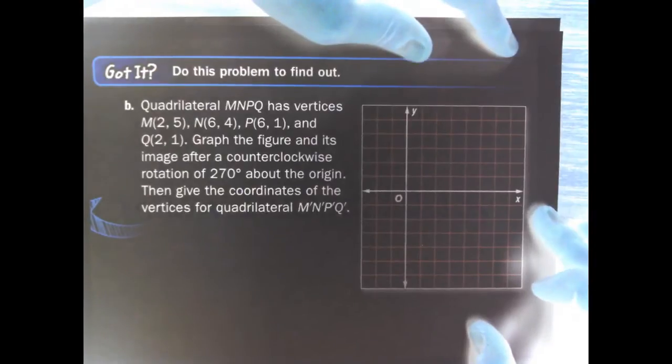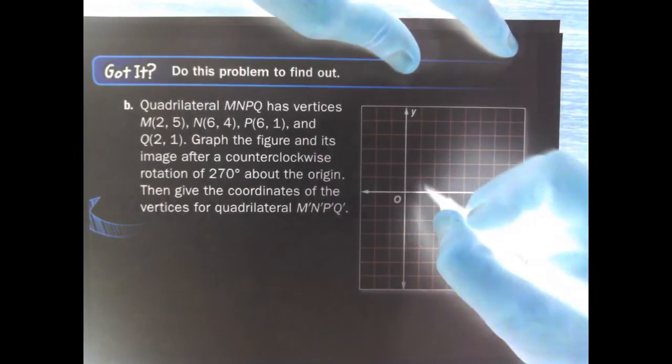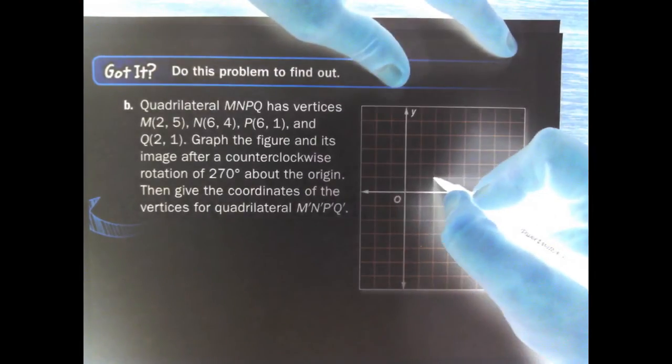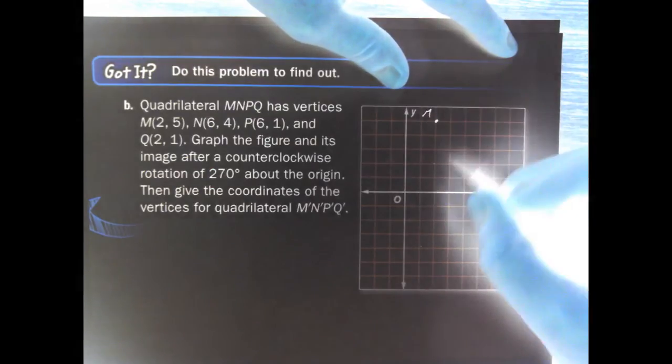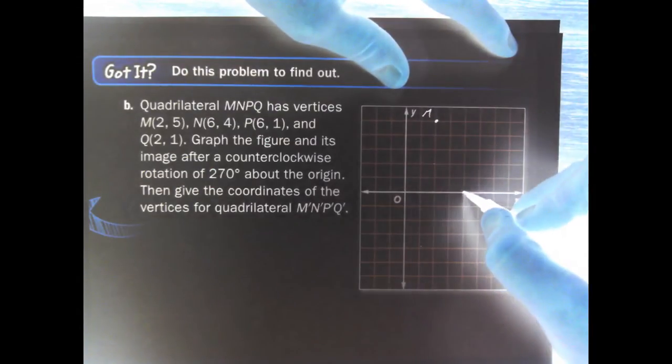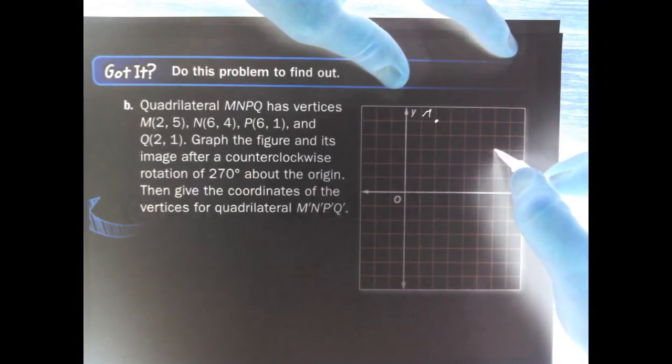Okay, you should be back from trying this one on your own. Let's go through it. M is 2 comma 5. 1, 2, 1, 2, 3, 4, 5. M. N is 6, 4. 1, 2, 3, 4, 5, 6. 1, 2, 3, 4.